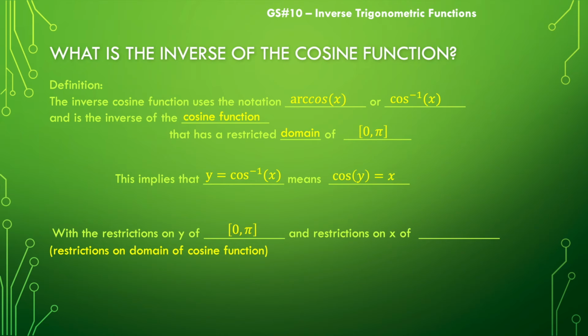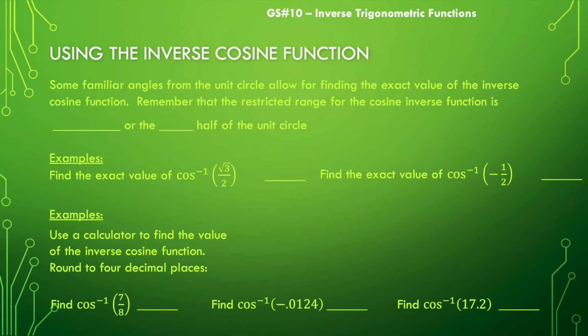And then the restrictions on the x of our cosine inverse function will be the same as the restrictions on the range of our original y is equal to cosine of x function, right? Remember that varied from -1 to 1. So then how do we actually use that inverse cosine function?